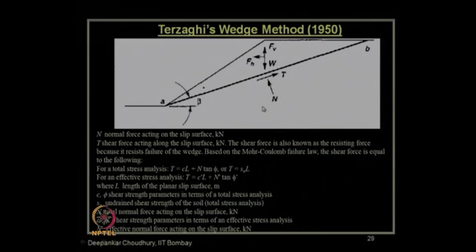So, what are the other forces over here? This N is nothing but the normal force which is acting on this planar failure surface, and T is the shearing force acting at this portion. So, from the total stress analysis, one can easily write that T is nothing but C times L plus N tan phi, right, where C is the unit cohesion of this soil and L is nothing but length of this failure plane, that is AB, length of this AB, and phi is the friction angle of this soil. And for effective stress analysis, the values will change to C dash, L and tan phi dash, right.